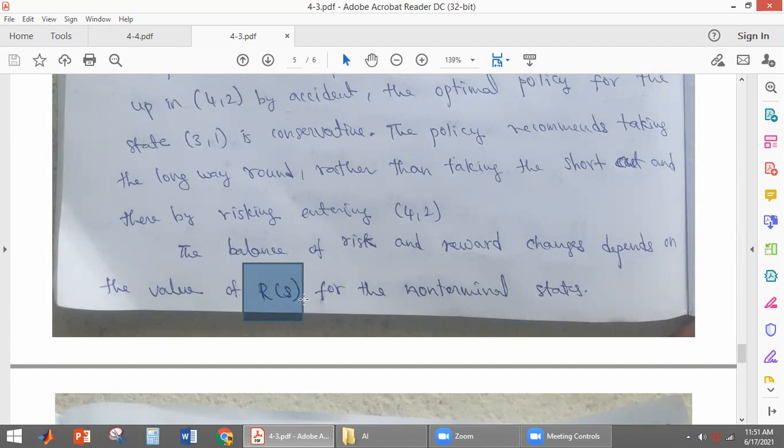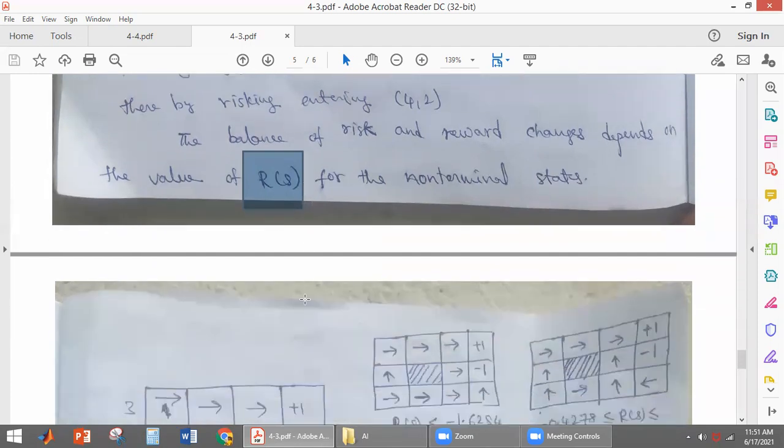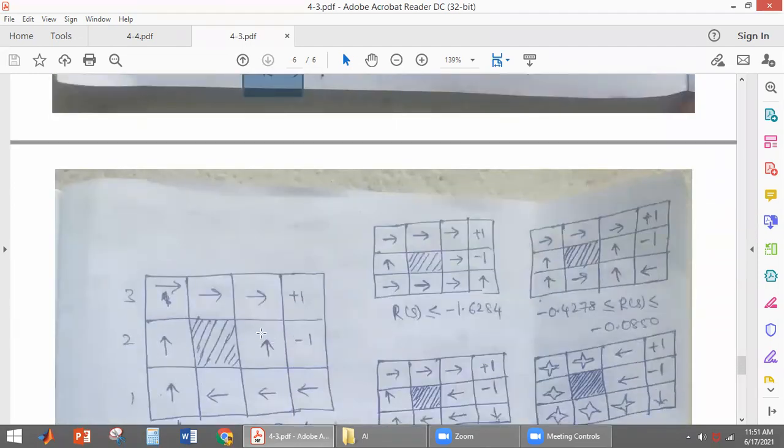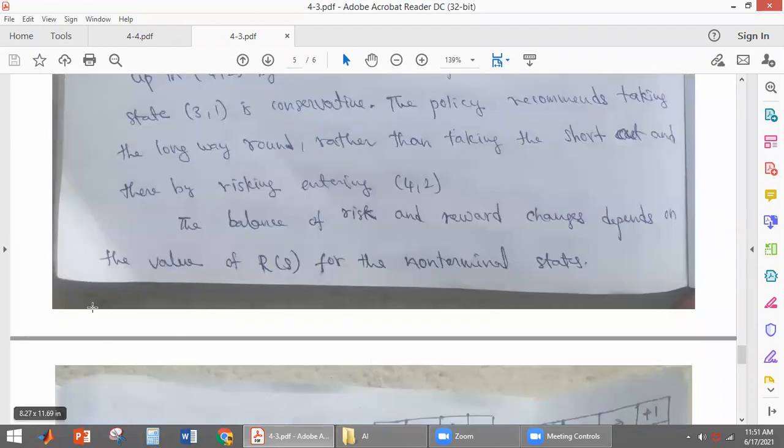Okay. So the agent doesn't want the negative value -1. That is why the agent will always want to reach the terminal state which has the reward of +1. The agent will always avoid this -1. So the balance of risk and reward changes depending on the value of R(s). Risk and reward values will change.